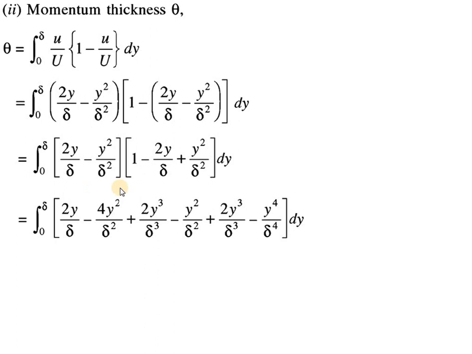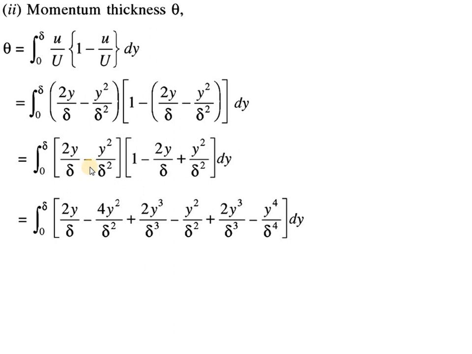Then 2y by delta multiplied by y square upon delta square gives us 2y cube upon delta cube, that's 2y cube upon delta cube over here. So multiplication of the first term from the left bracket with the entire right bracket has been completed. It has given us 3 terms. Now 3 more terms are remaining. We will proceed with that.